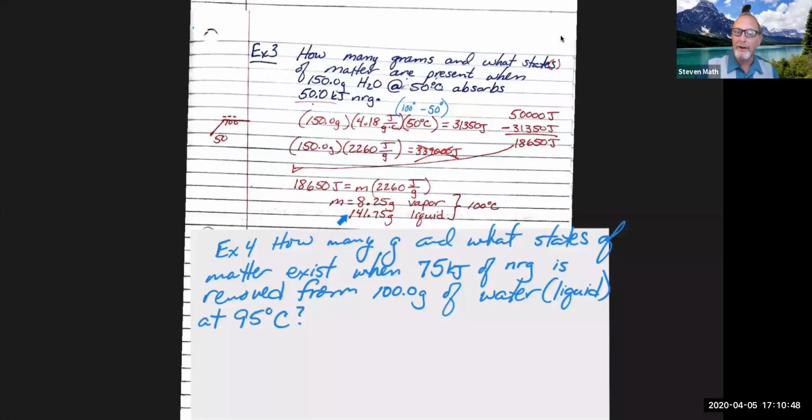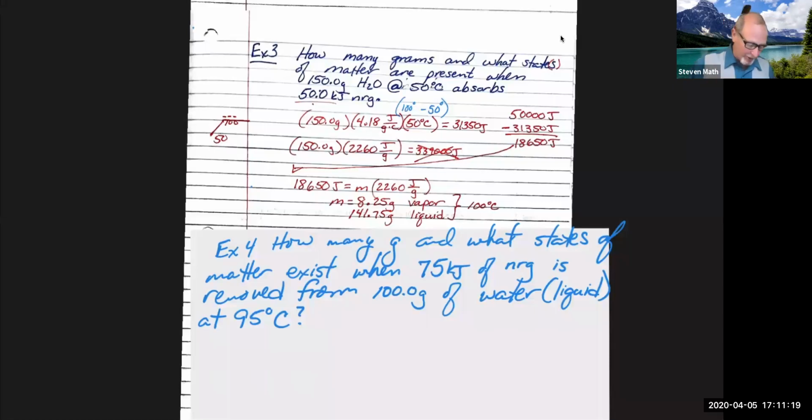The other 141 is going back into liquid. It's going to stay there, and it's going to stay at 100 degrees. We're on this plateau, and we'll stay on that plateau at 100. So the answer is we have 8.25 grams of vapor or steam. We have 141 grams of liquid water, and both of those are at 100 degrees Celsius. That's heating it up, and we had enough energy to vaporize it, and then it stopped. We ran out of energy. Can't vaporize all of it.